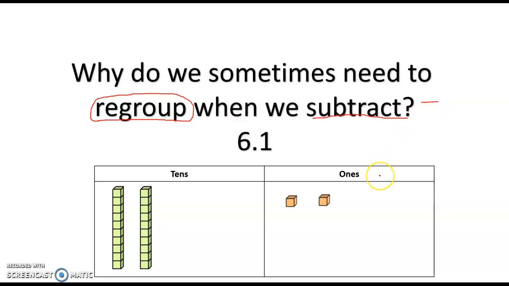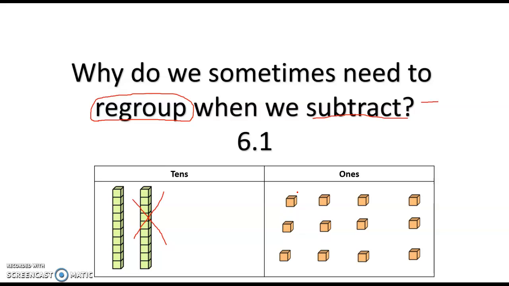In addition, when you regrouped, it was because your ones, when you added them together, were more than 10. So you were able to move that 10 over to the tens place. In subtraction, we need to borrow tens or take a 10 away because we don't have enough ones to take away a smaller number. So we will be taking away a 10 and moving it over to the ones spot.